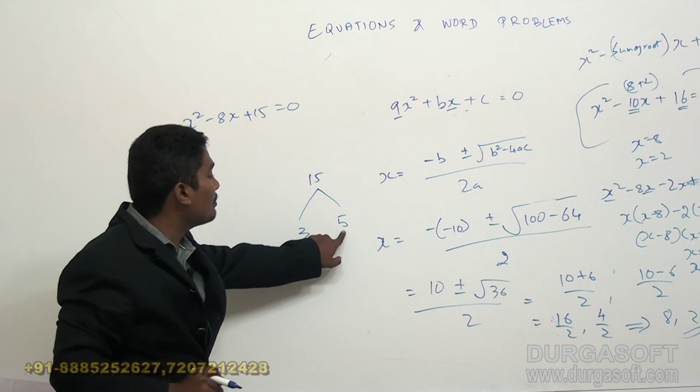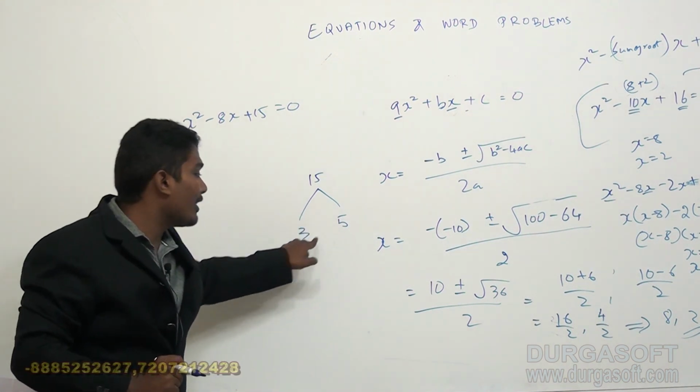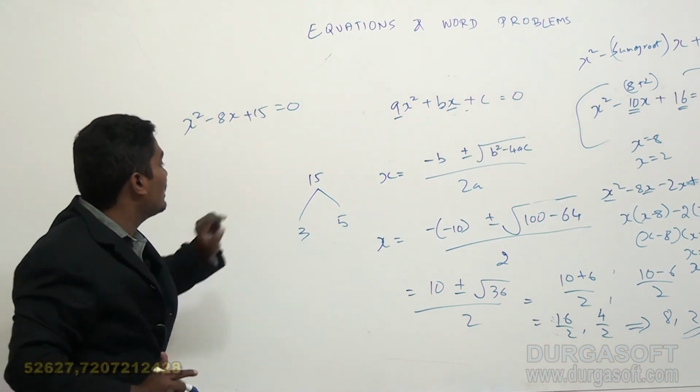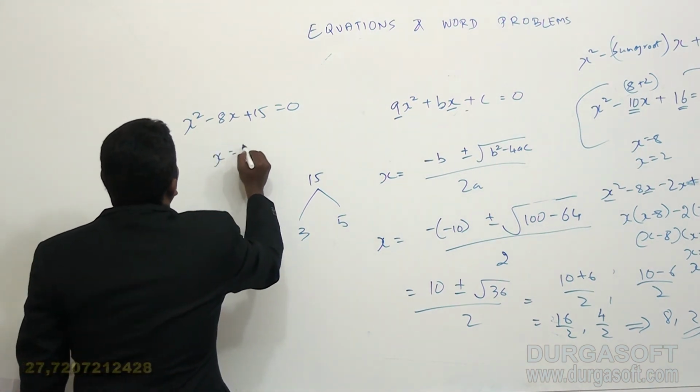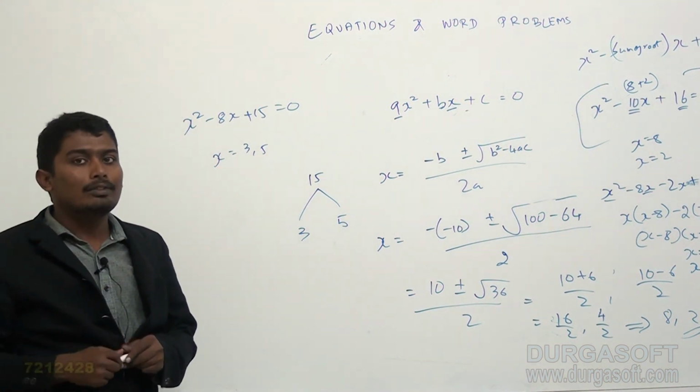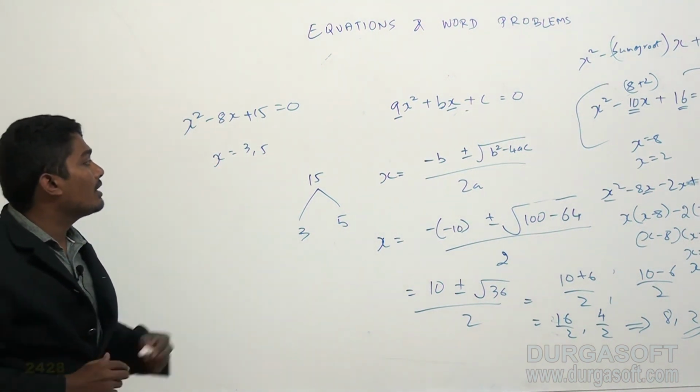Now I will see if the sum of 3 and 5 comes to 8. So 5 plus 3 is 8. The sum of the roots is given as 8, which means the answer is x is equal to either 3 or 5. This is how I will be solving a quadratic equation.